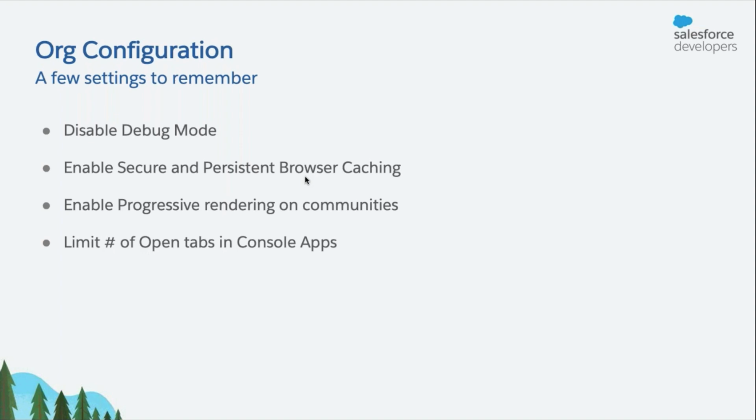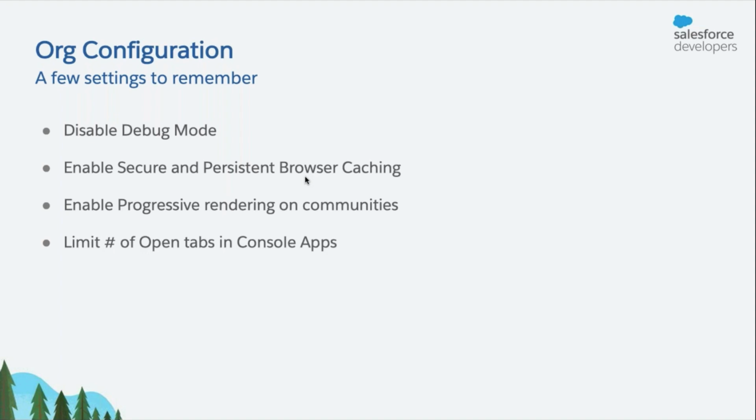The second thing is enable secure and persistent browser caching. So this is a setting that all of the developers that I know disable it, because if you enable this, your components don't refresh after you develop. So you disable this, which is totally fine. But please make sure you're enabling this in production and you're enabling this whenever you're testing for performance, because this is going to impact.